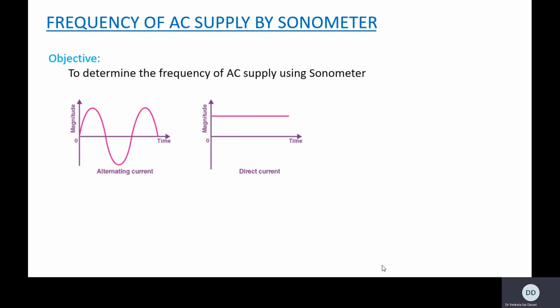What is AC? AC is alternating current, DC is direct current. In India, the frequency of AC mains is 50 Hz and the voltage is 230 volts. In this experiment, we are going to measure this frequency of AC mains.